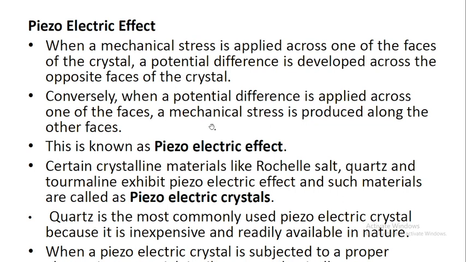In this crystal oscillator, we can use materials like rock salt, quartz and tourmaline. The most common is the quartz crystal, because it is the most commonly used crystal, it is very inexpensive and it is easily available in the market.